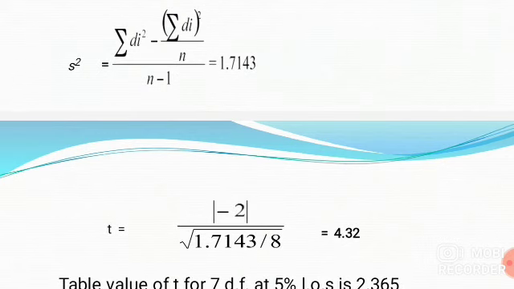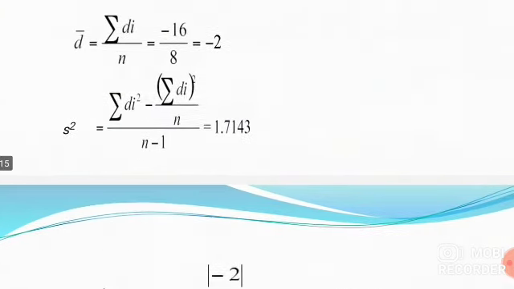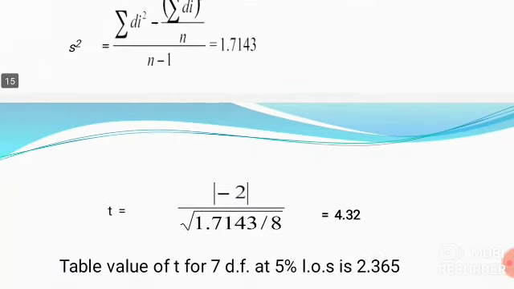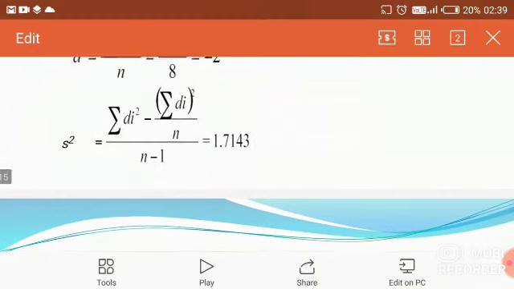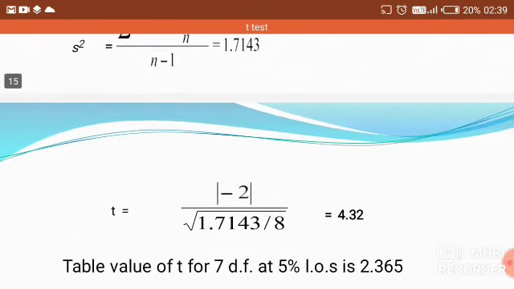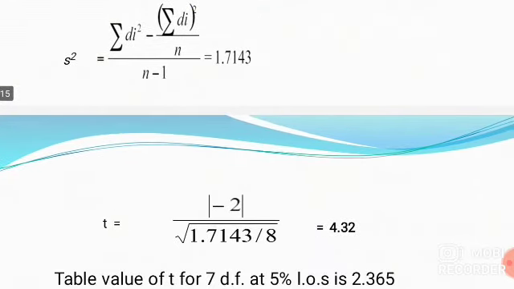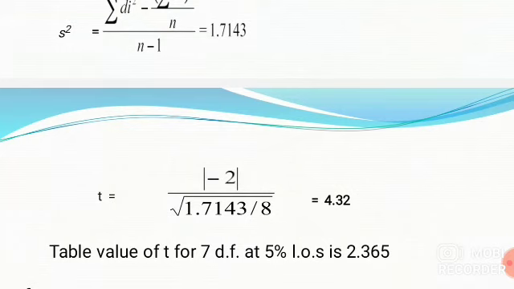Now we use the paired t-test, t equal to mod d bar divided by s upon the square root of n. Here our d bar equal to minus 2, the difference of means, and s square is 1.7143, divided by 8. We find the value of the paired t-test as 4.32.